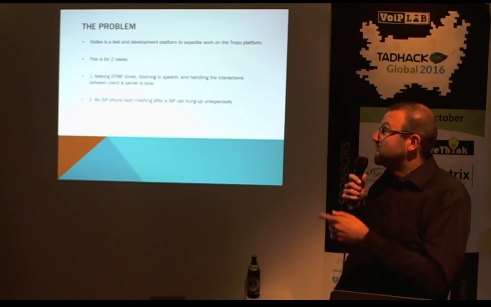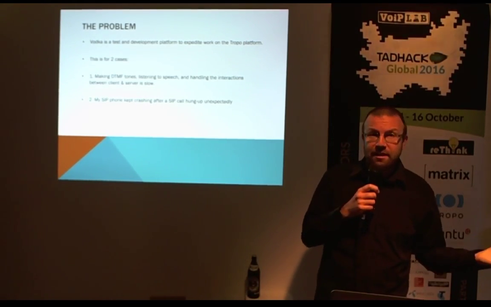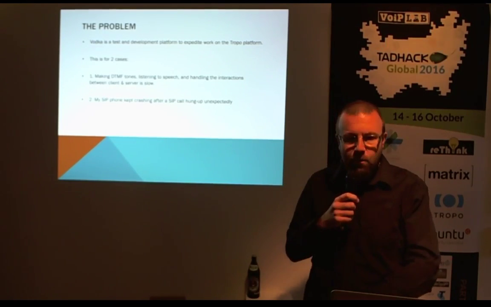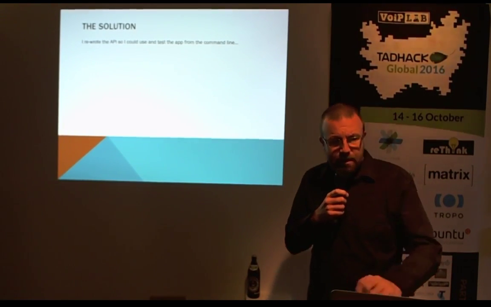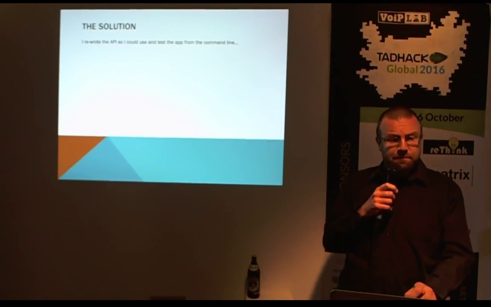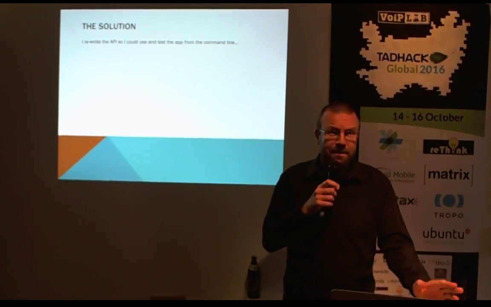The other problem was my SIP phone kept crashing every time I had a problem with another part of the chain, which again gives you another 30 seconds of turnaround before you can try out a one-line change. So I did a very simple thing. It's about 230 lines of PHP code, and I rewrote the API. It's just the Tropo API.